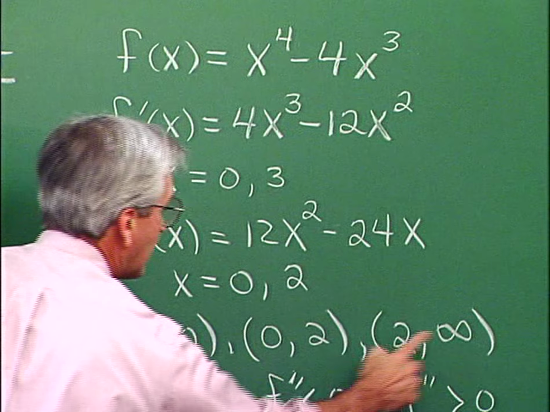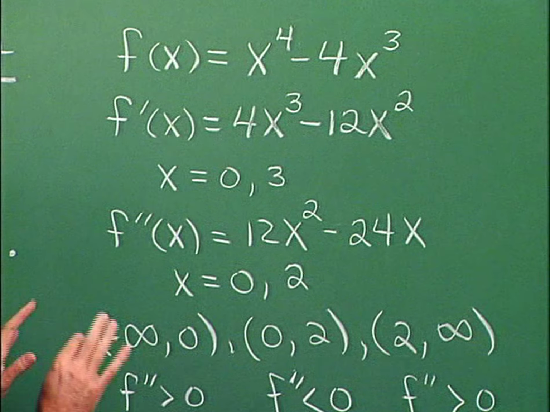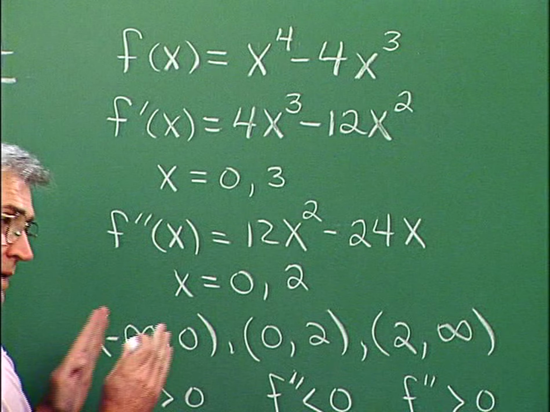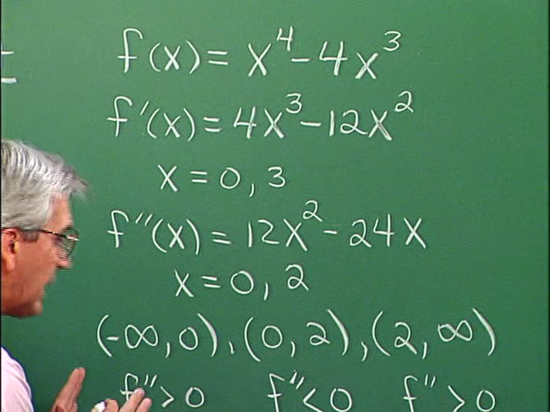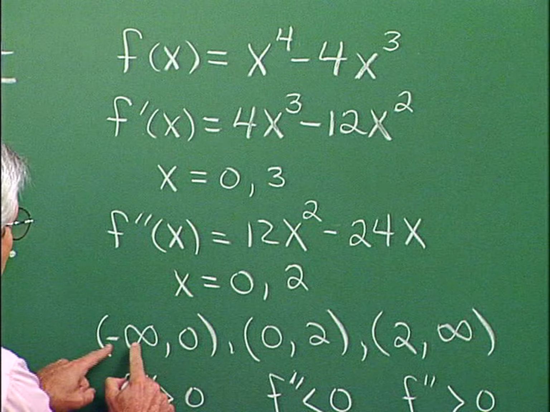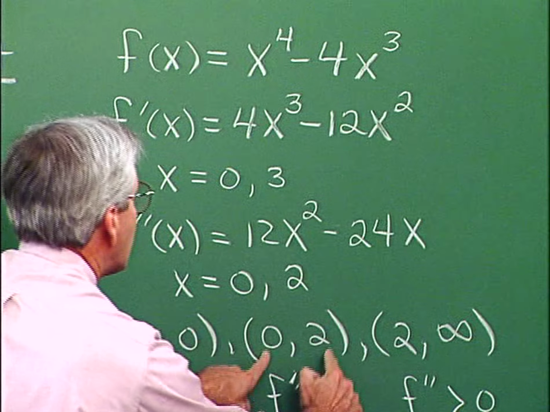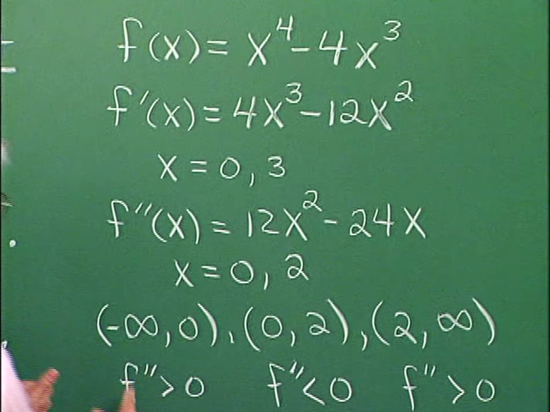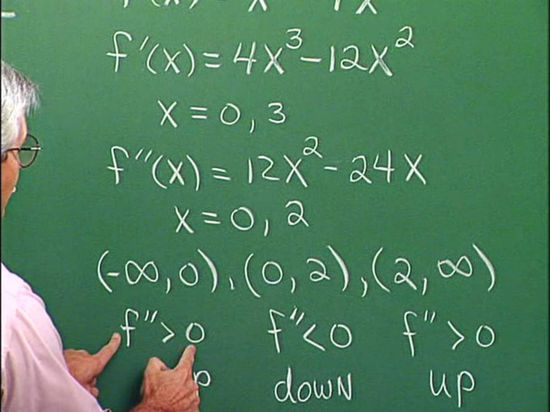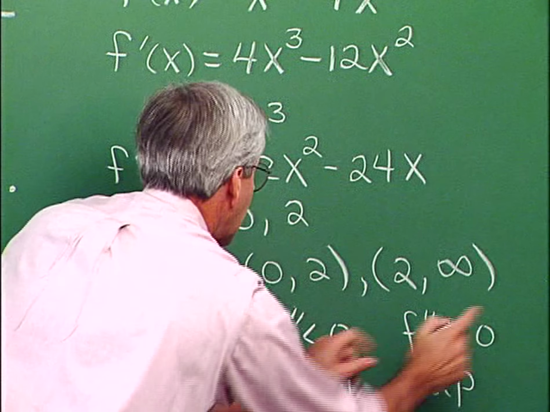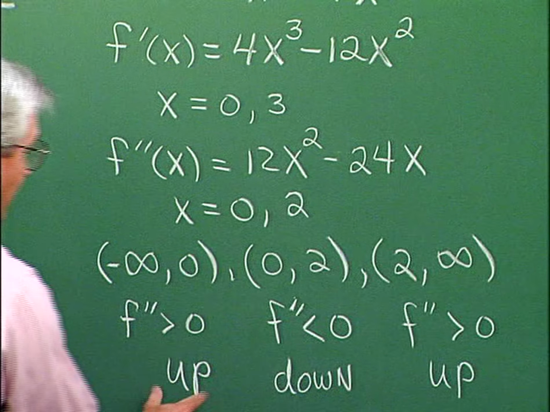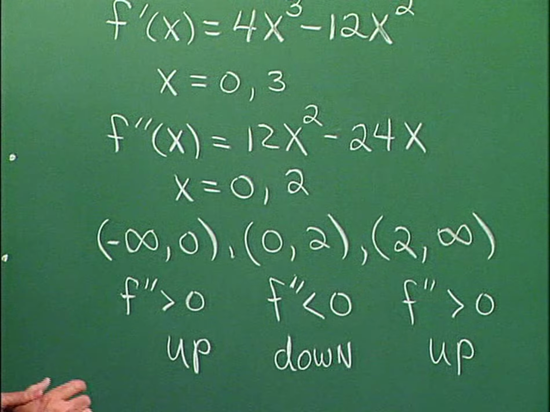Now, I've set up intervals here just for convenience. I think it may be a little easier to see if we have the intervals: from negative infinity to 0, from 0 to 2, and from 2 to infinity. All right, and the second derivative is positive in this interval, negative in this one, and positive in this one. So we have an up, down, up situation.